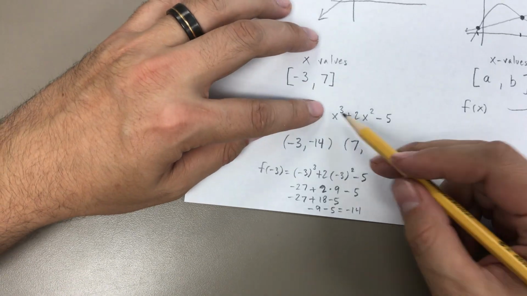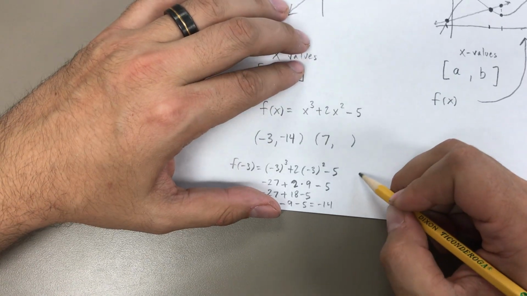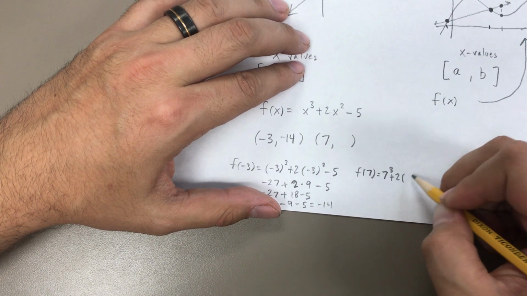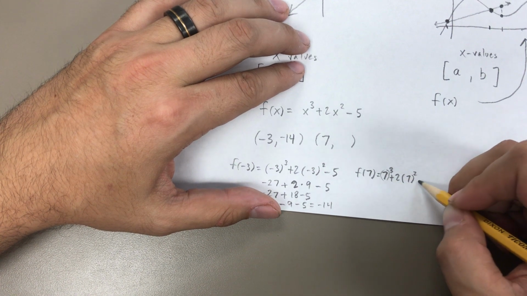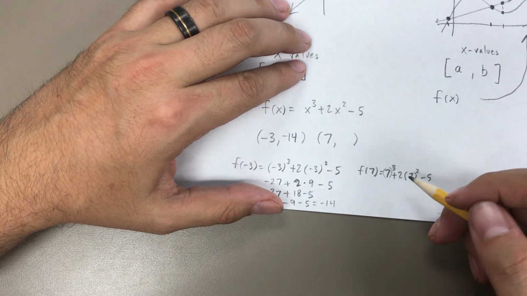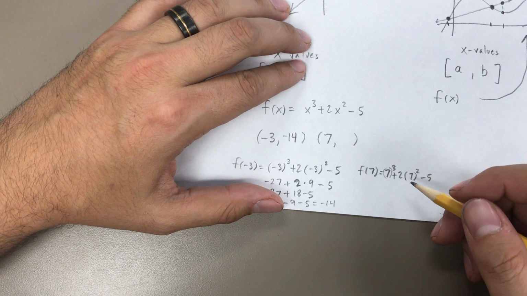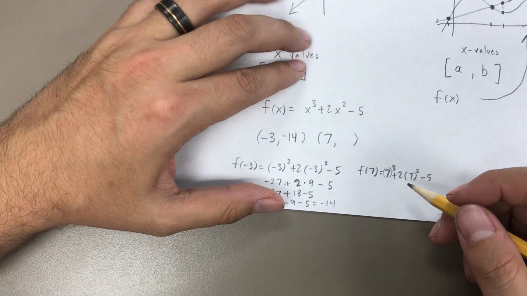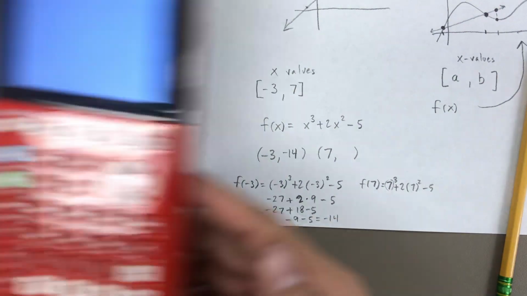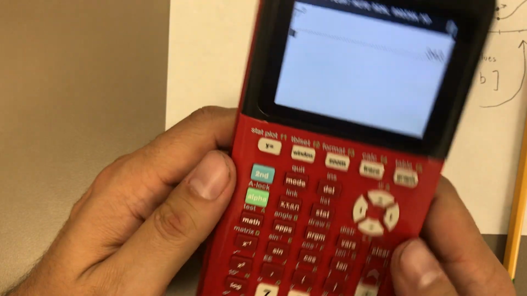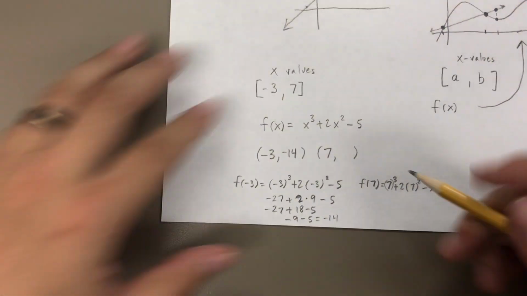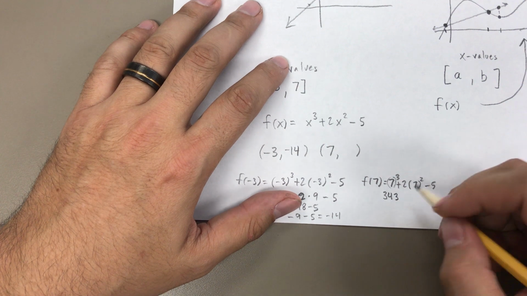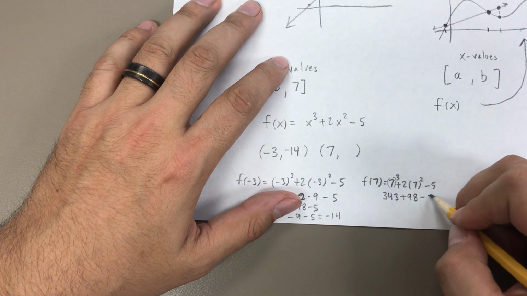Now I've got to do the same thing with 7 plugged in there. Okay, so we've got f of 7 is equal to 7 to the third power plus 2 times 7 to the second power minus 5. So 7 to the third power, that's, let's see here, 7 times 49... I'll just use my calculator, I'm trying to do too much in my head. All right, so 7 to the third power, I should have this memorized, so shame on you, Mr. Cook. 343, okay. So 343, and then 7 squared is 49, 49 times 2 is 98, and then minus 5.